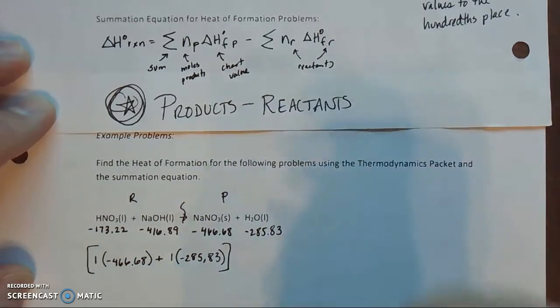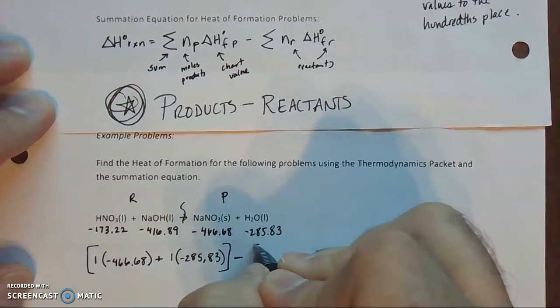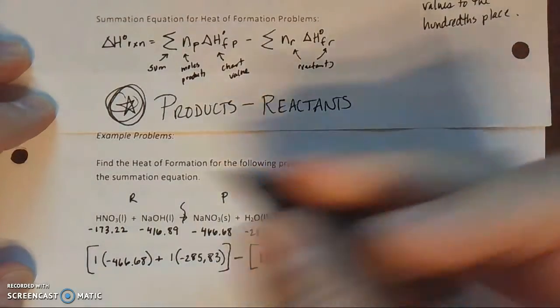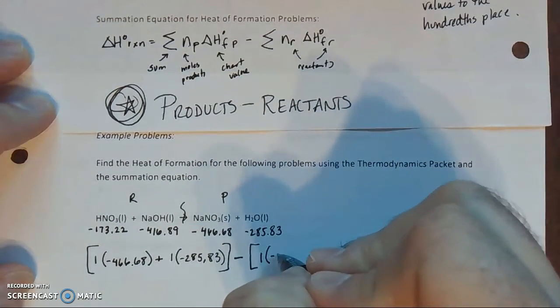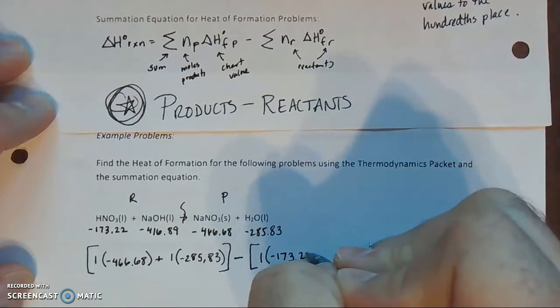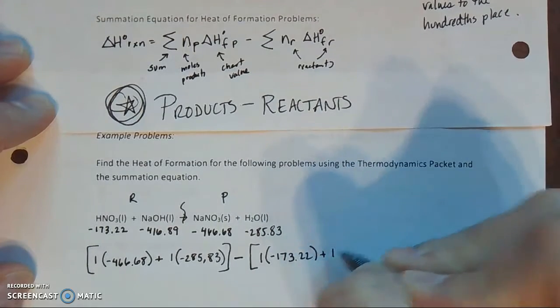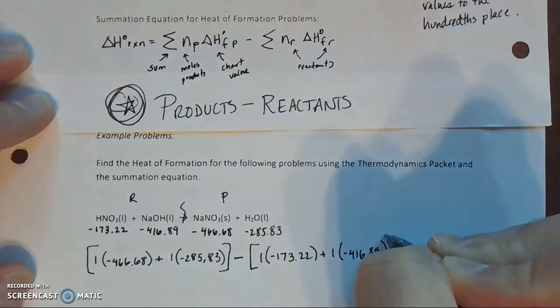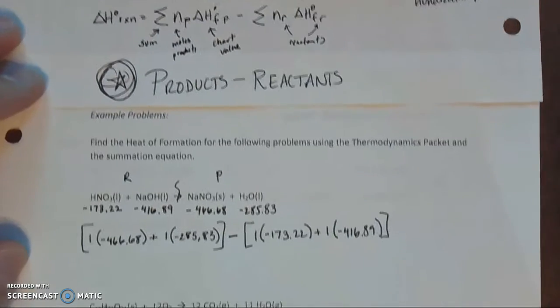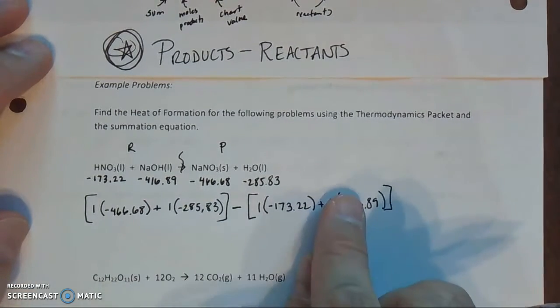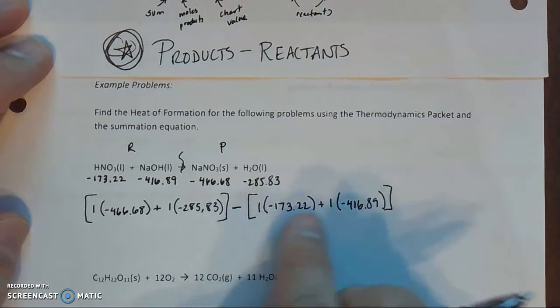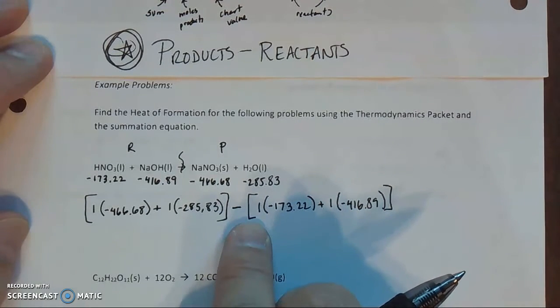So those are all of my products. I'm going to add those together, and I'm going to subtract off the same thing for the reactants. So I have 1 HNO3, so 1 times negative 173.22, plus 1 NaOH, which is negative 416.89. So this is what the equation should look like. You have to be very careful because we have a negative sign here, which, if this sum over here is negative, changes it into positive.